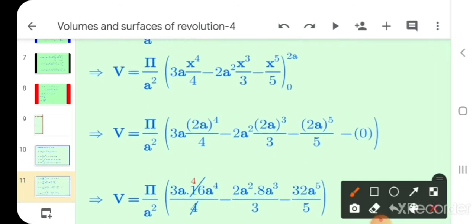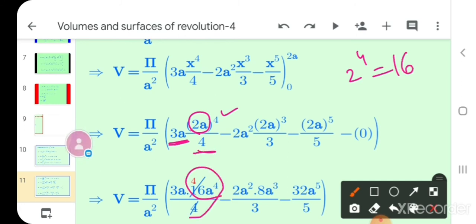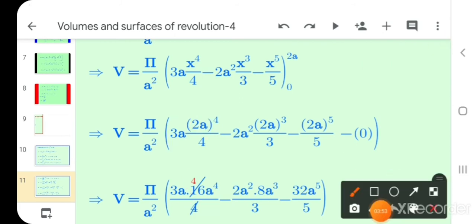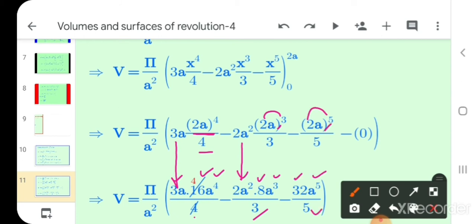Here we have 3a. Here 2a power 4 means 2 power 4 a power 4. 2 power 4 means 16, so I write 16 a power 4 by 4. This is 3a. 3a same. 2a power 4 means 16a power 4 by 4. Same with 2a square: 2a whole cube, 2 cube means 8, a cube and by 3. 2 power 5 means 32 and a power 5 and by 5.